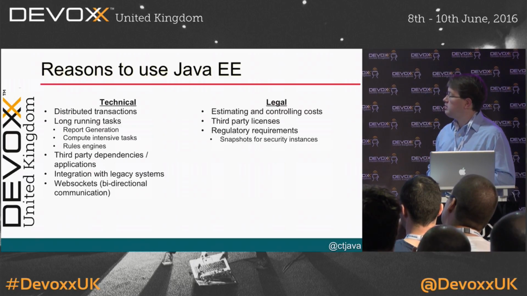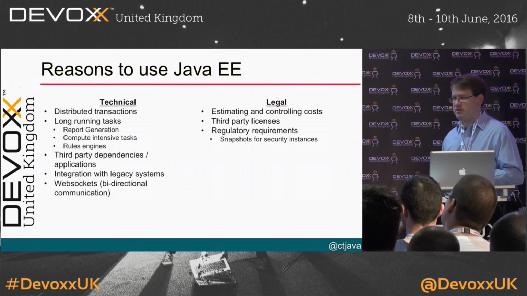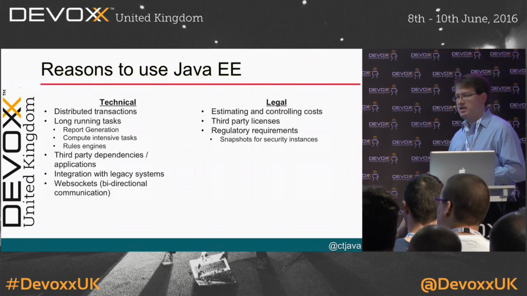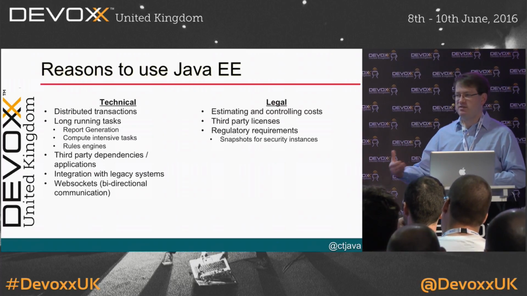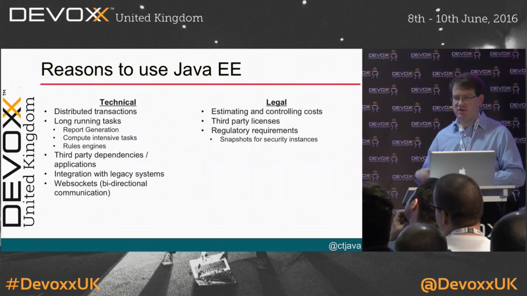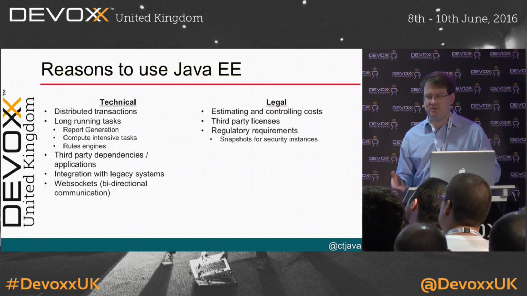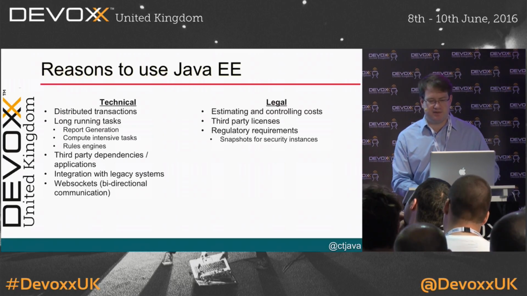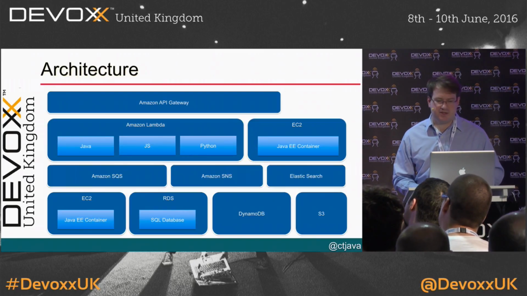And then regulatory requirements. If you do have a security exploit or a security hole, being able to take a snapshot of that, because remember, you don't have access to the underlying AMI. You know what AMI templates they're using, but you can't take a snapshot of the environment if there was a security breach, for instance, which may be required for regulations.